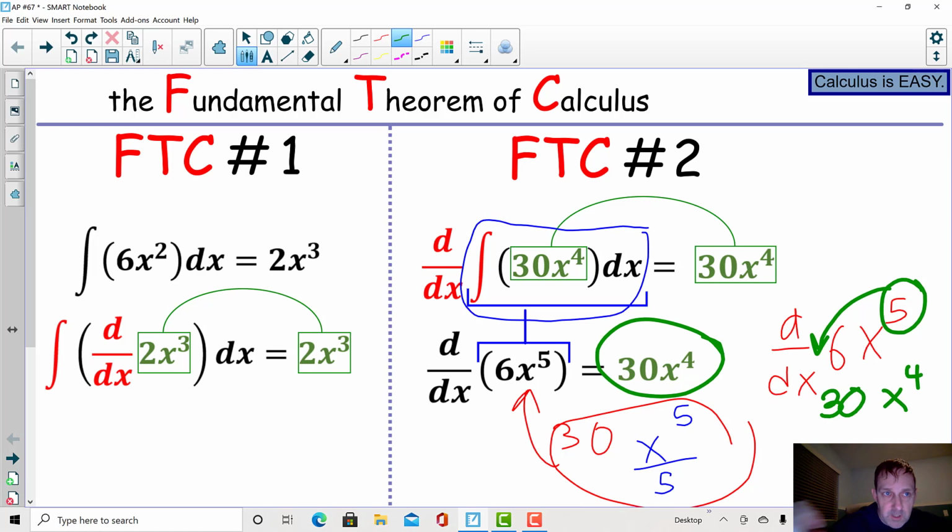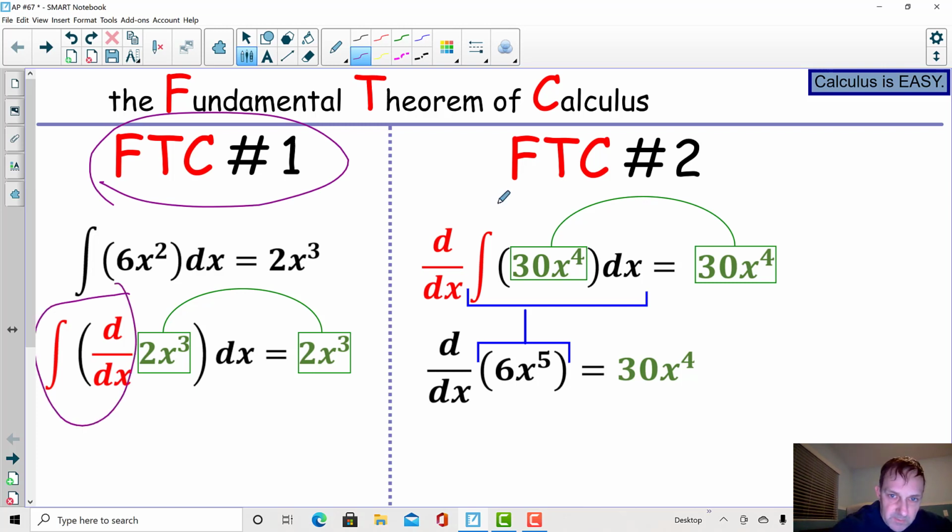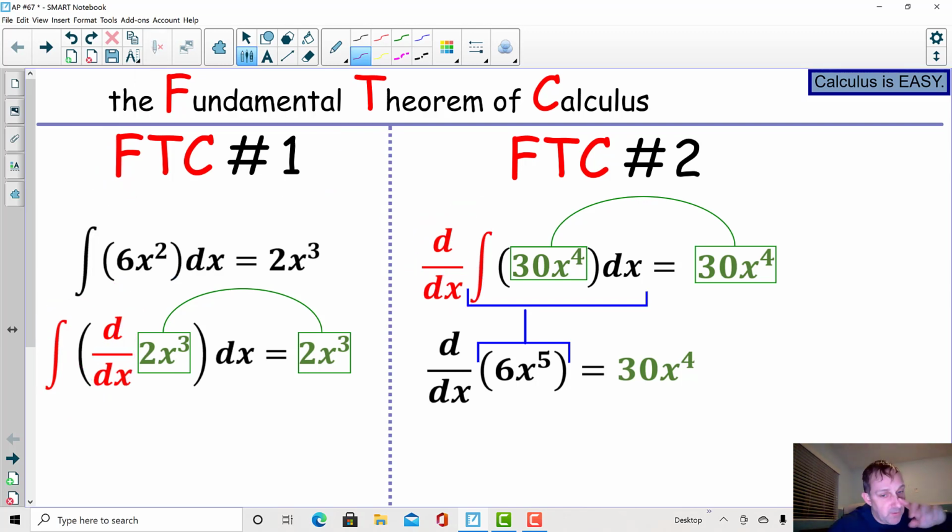So you see it does work, but the main concept here is for the fundamental theorem of calculus, the integral of the derivative or the derivative of the integral are basically going to cancel. That's the main idea behind it. Now let's go ahead and do some actual examples.